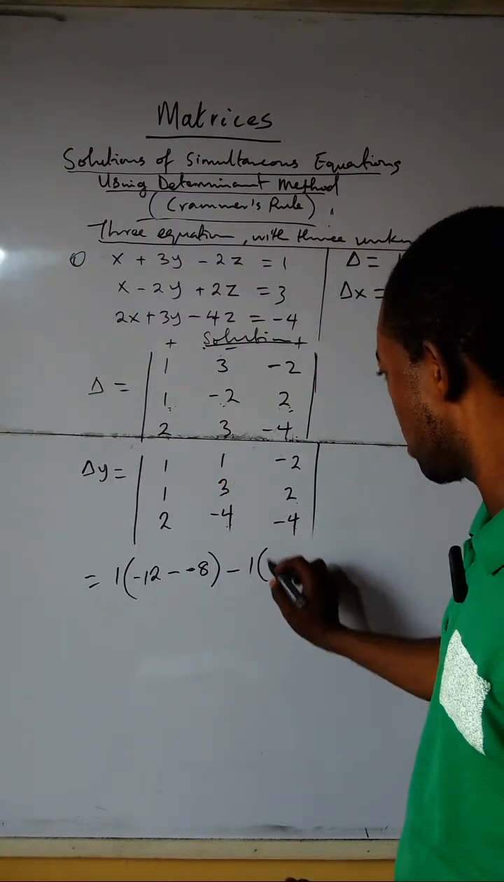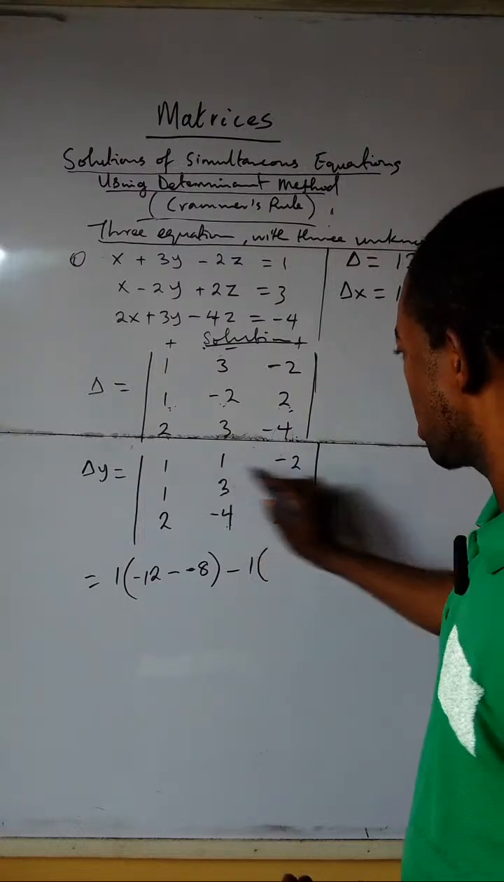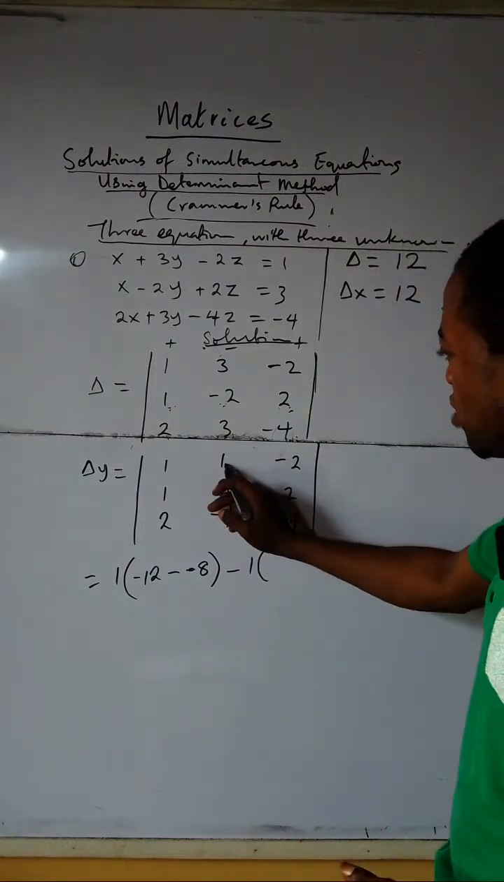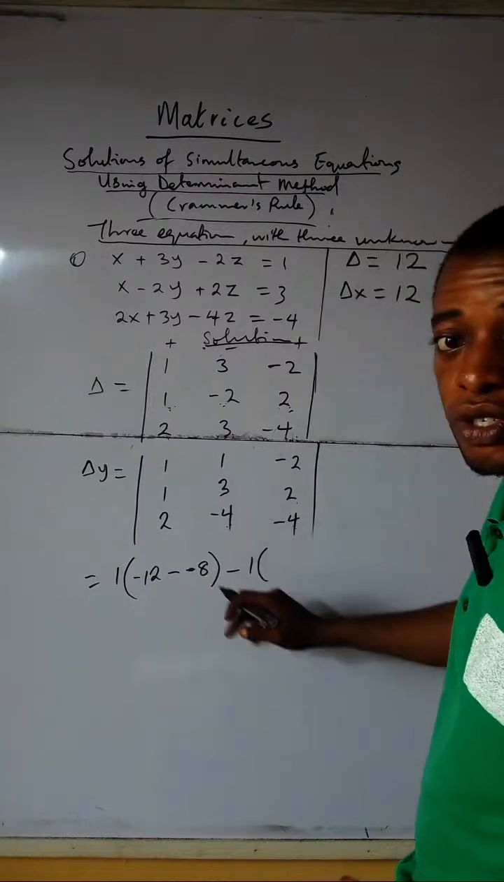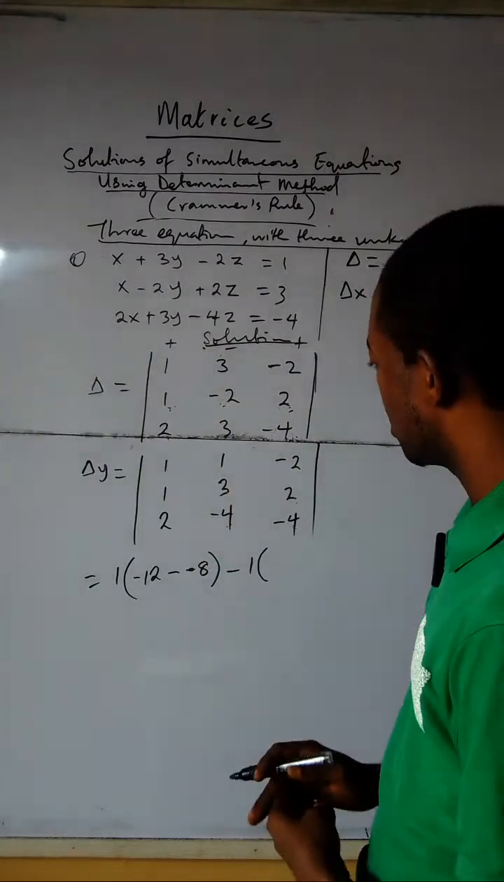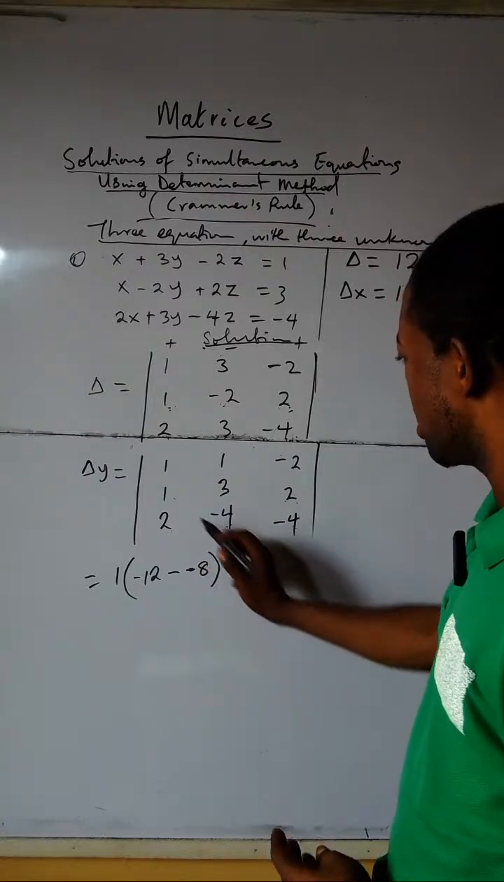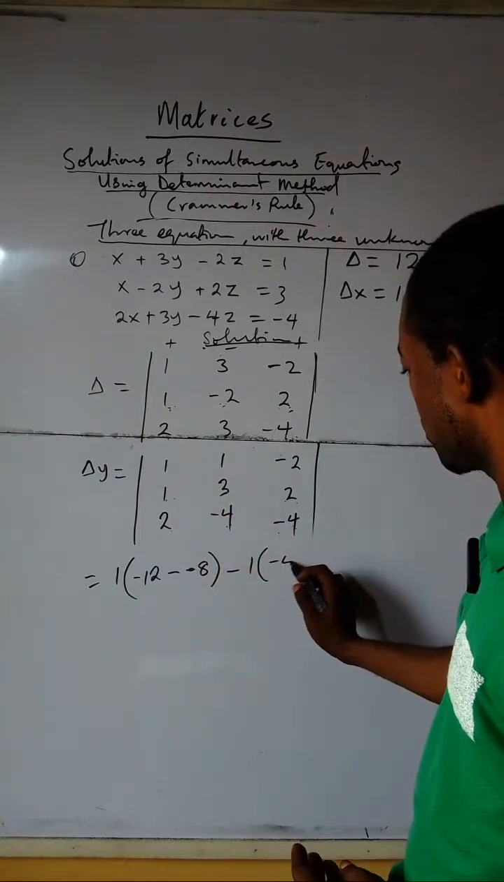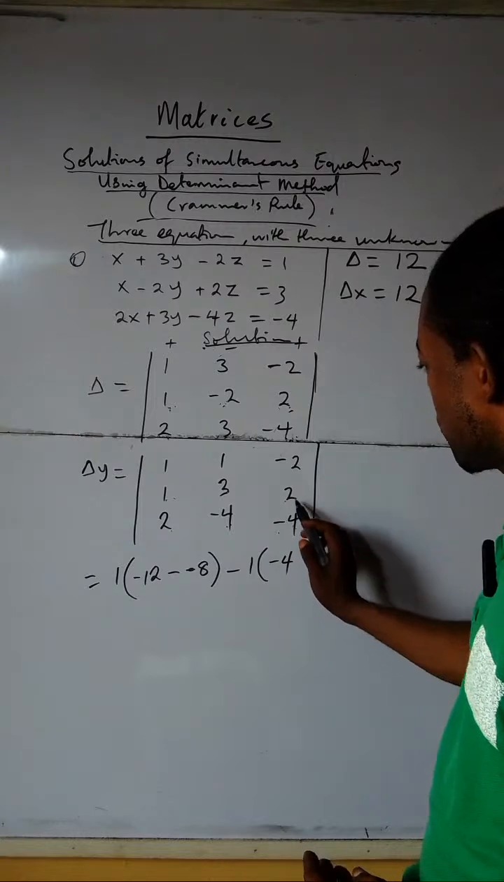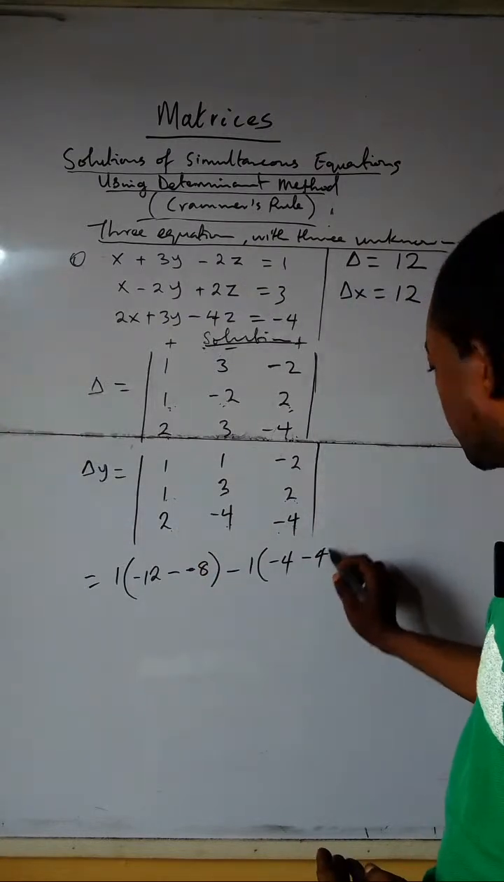Then minus 1 times, cancel the row of this element 1 and its column. That's row 1, column 2 cancelled out. So you are left with this 2 by 2 matrix. When you find the determinant, that's 1 times minus 4, then minus 2 times 2, that's 4.